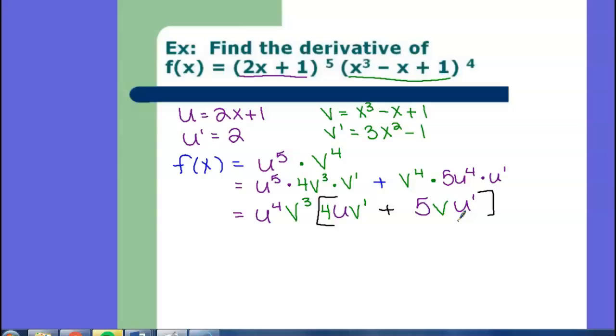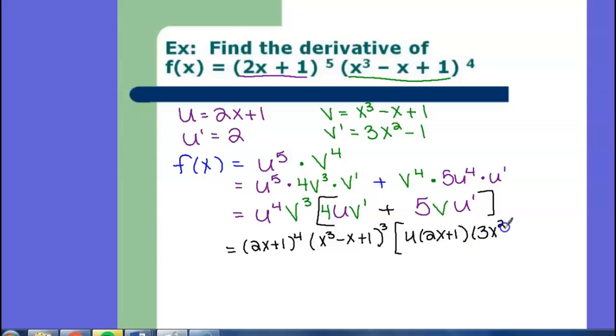We have to plug stuff back in. Yes. Oh, boy. So now you plug it all back in. U to the 4th becomes 2x plus 1 to the 4th. V cubed becomes x cubed minus x plus 1 cubed. Bracket for u, which was 2x plus 1. V prime, which is 3x squared minus 1.